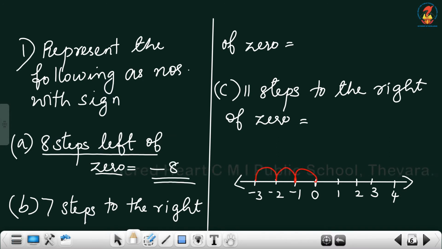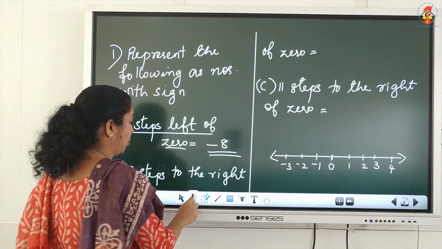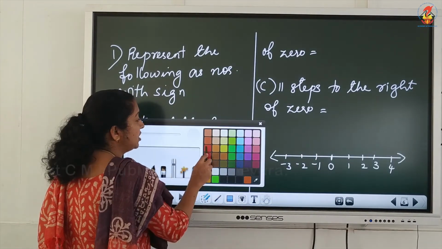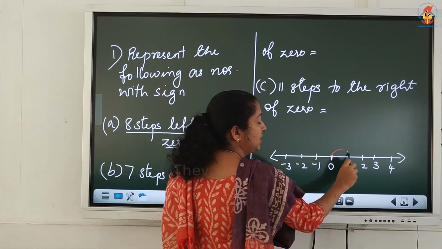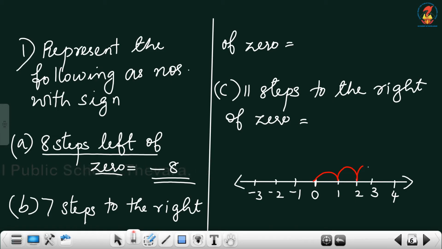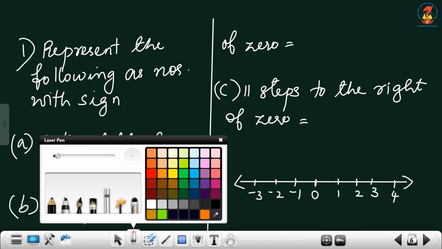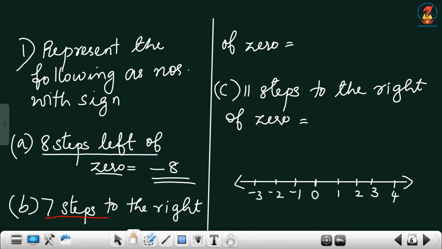minus 8. And 7 steps towards the right of 0. Towards the right of 0 means 1 step positive 1, 2 steps positive 2, 3 steps positive 3, 4 steps positive 4, etc. What we need is 7 steps to the right of 0, so plus 7. Then 11 steps to the right of 0 is plus 11.